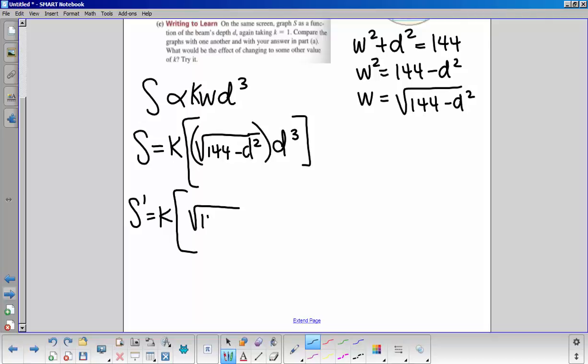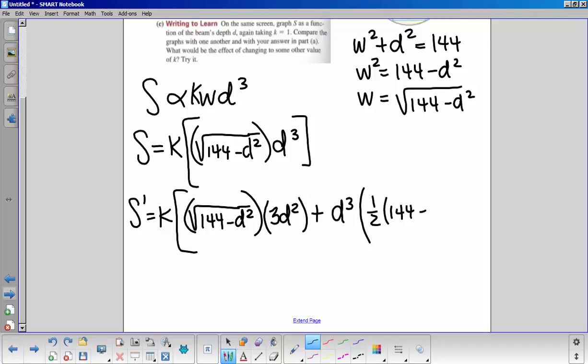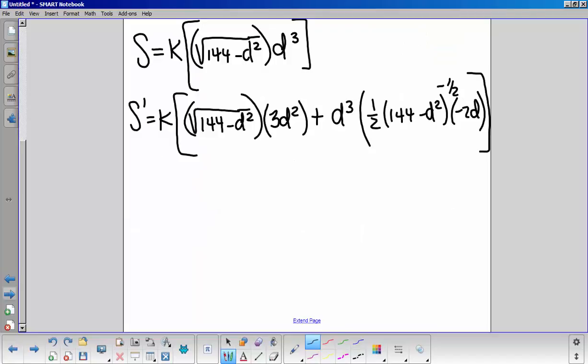Product. So it's going to be the square root of 144 minus D squared times the derivative of the second, which is 3D squared, plus the second, which is D cubed, times the derivative of the first, which is power down, lower the power by 1, times the derivative of the inside, which is negative 2D. Yep, I'm going to cross the 2's out, and then I'm going to put things where they belong.